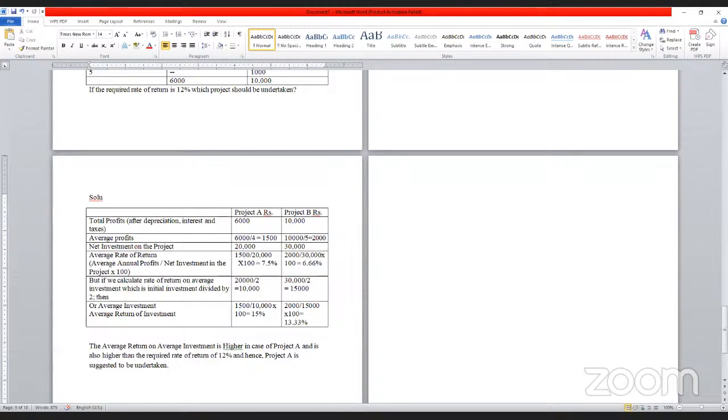Comparatively, project A and project B, project A has the highest average rate of return, and it is also higher than the required rate of return 12%. So we need to accept project A comparatively to project B. With the help of average rate of return, we can compare and check the profitability of both projects and select one of them. Where you find high average return, that project will be accepted. Low average return project will be rejected. Like that. Just check this problem.